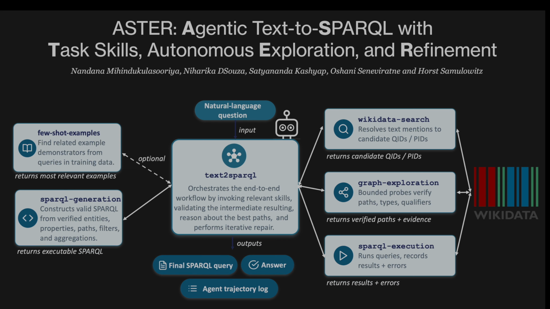In this video, we demonstrate ASTER: Agentic text-to-SPARQL with task skills, autonomous exploration, and refinement. ASTER enables LLM agents to translate natural language questions into executable SPARQL queries over knowledge graphs.